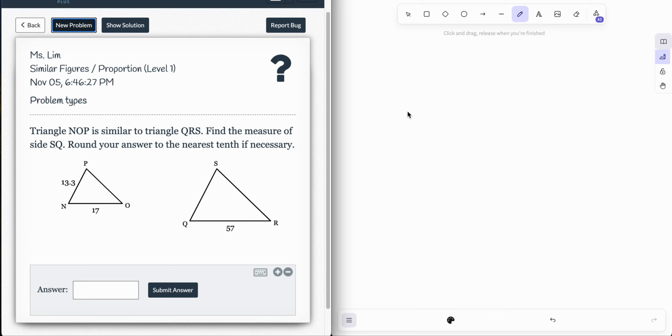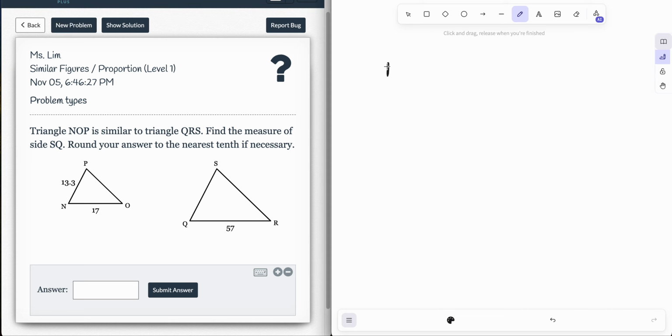Okay, this problem involves similar figures, and in this case, two similar triangles with a missing side that we need to solve for, SQ. Now they give us the lengths of a couple of sides, PN and NO, and we know that these triangles are similar, so those sides are proportional to their corresponding sides, SQ and QR. So let's set up a proportion in order to solve it for the missing length.